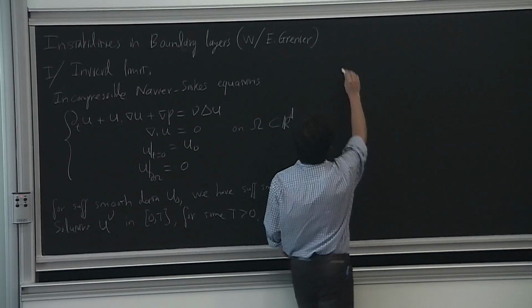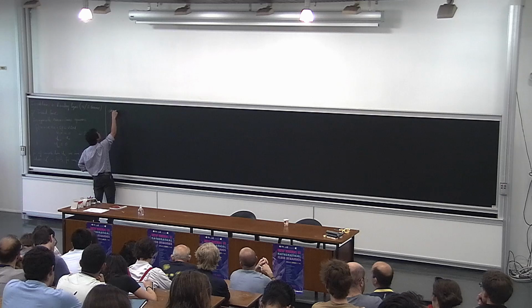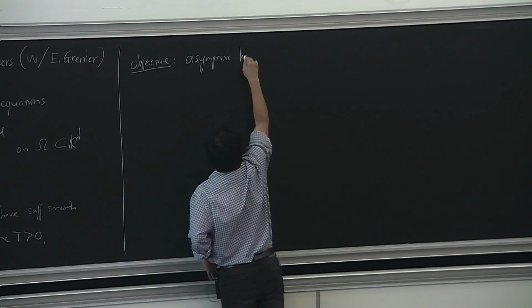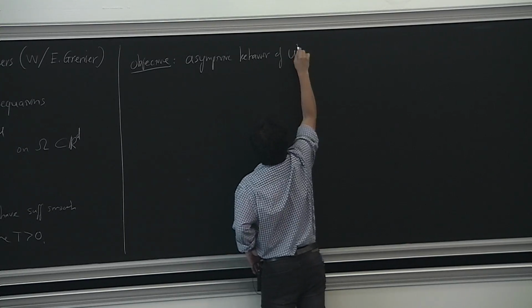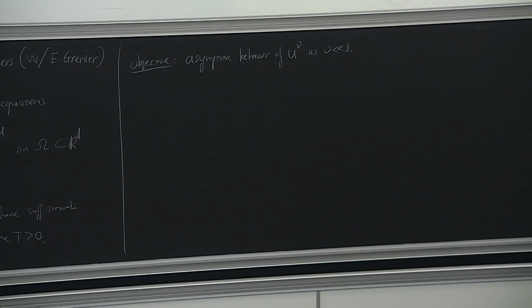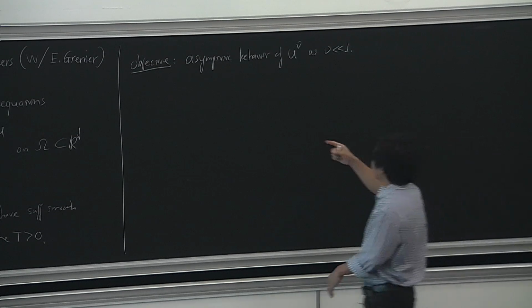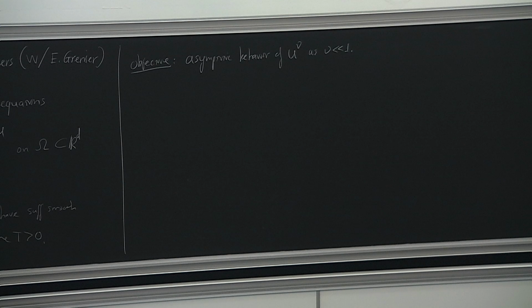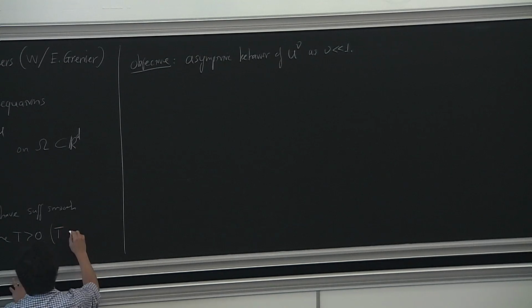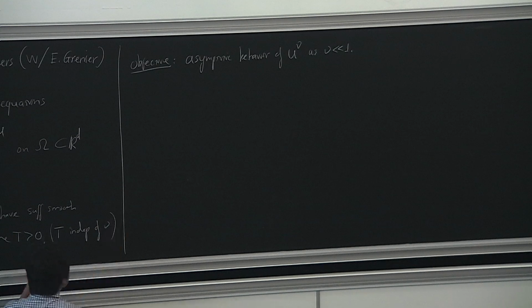The objective is the asymptotic behavior of U^nu as nu is very, very small. Look at the incompressible Navier-Stokes equations on a domain with a boundary, and understand the asymptotic behavior of these solutions. By the way, the existence time is also independent of nu, because this is also true for Euler. So of course, you can take it small so that it is independent of nu.